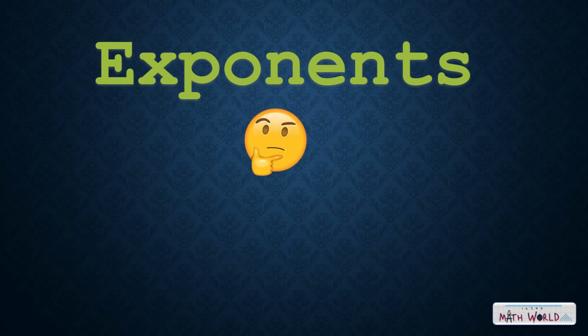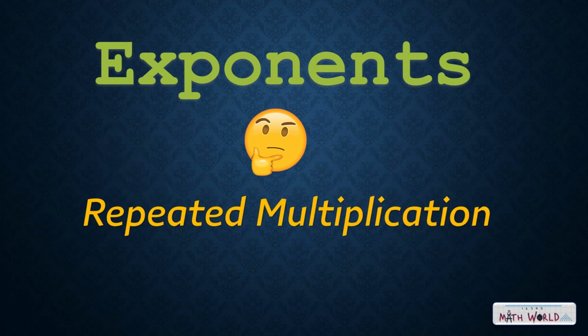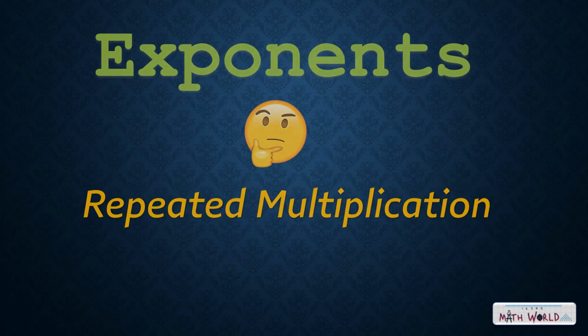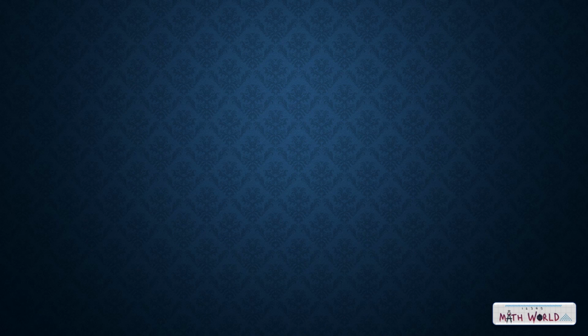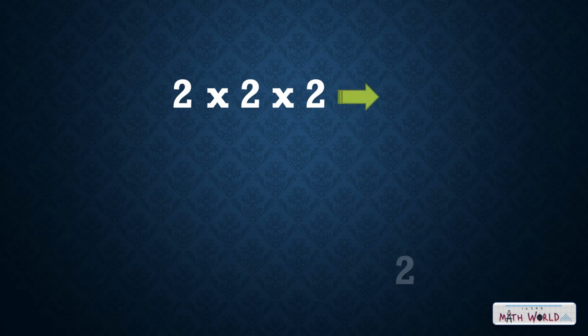So, what are exponents? Well, simply put, an exponent is a way of representing repeated multiplication. Let's say you have the number 2, and you want to multiply it by itself 3 times. You could write that out as 2 times 2 times 2, or you could use an exponent and write 2 to the power of 3. The exponent tells you how many times to multiply the base number, which in this case is 2.